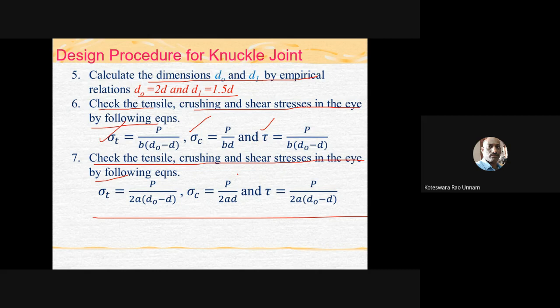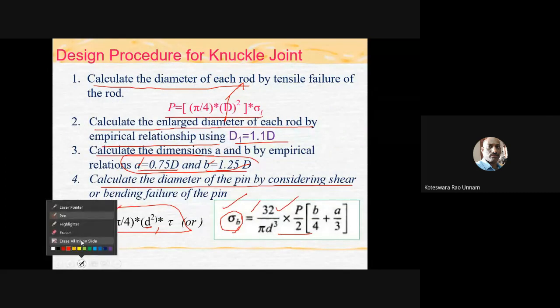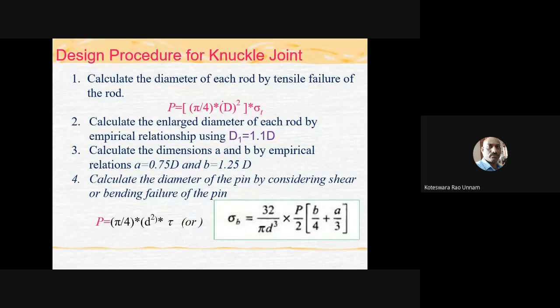But if, with those empirical relations, the stresses for those dimensions are not less than the allowable stresses, then you need to modify those parameters again. Okay, so that's it. This is how you can design this knuckle joint. So I'll go back and tell you the procedure one more time. We'll recall it, or we'll summarize it.